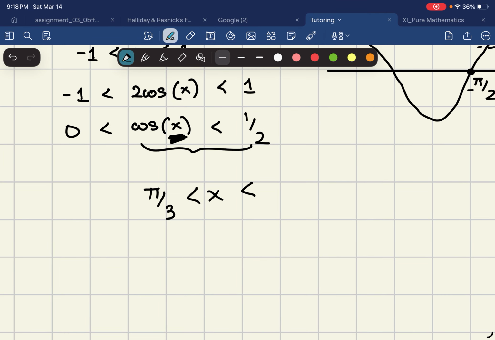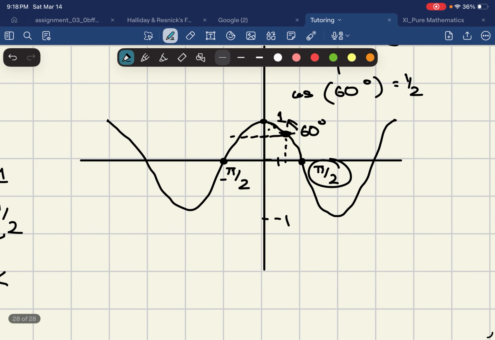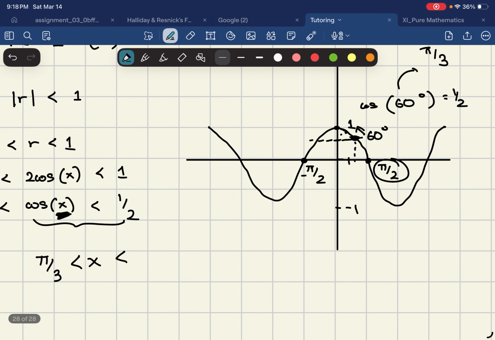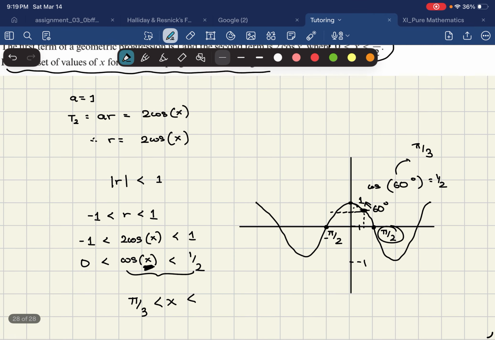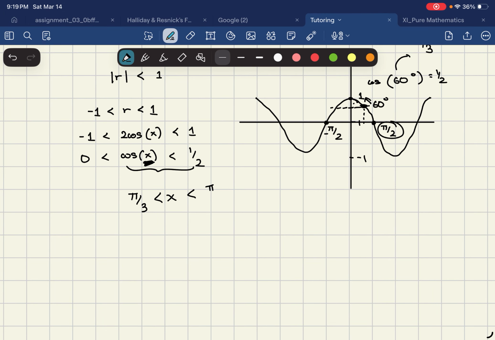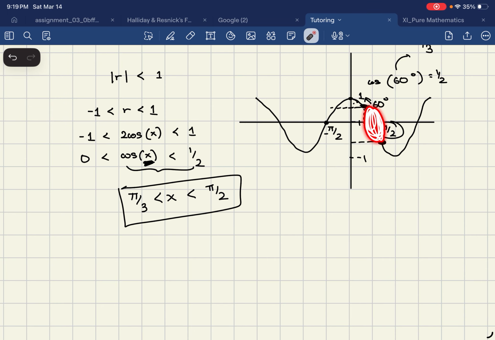All right. So our angle has to be bigger than pi by 3, and because we don't want our common ratio to be negative, we are restricted by this. So it has to be less than pi by 2. This is the condition for convergence. Otherwise, we could have gone up until this point. So anywhere between this 60 and this lower point where it's -1/2, because r can be negative as well, it would have been convergent, but we're restricted to the first quadrant. So this has to be your answer.